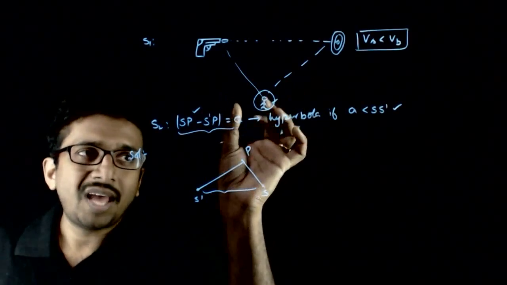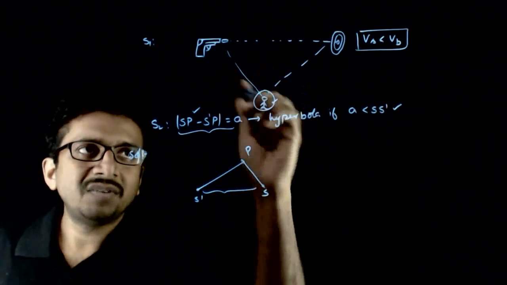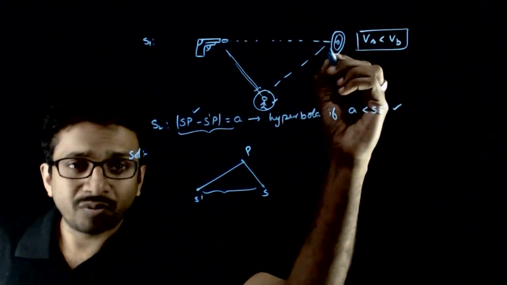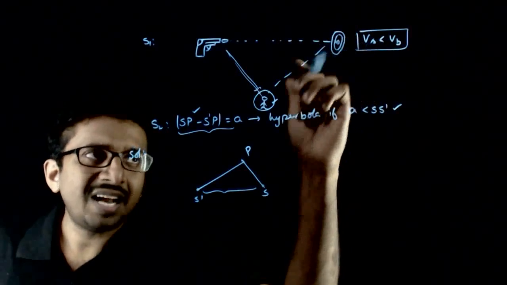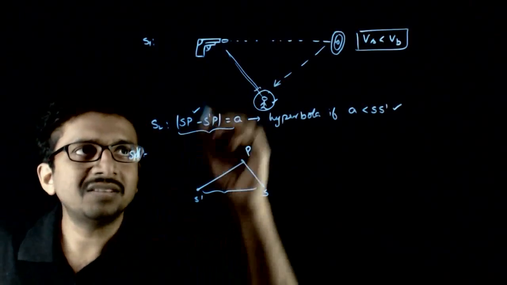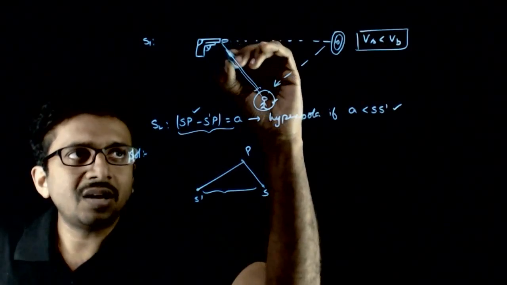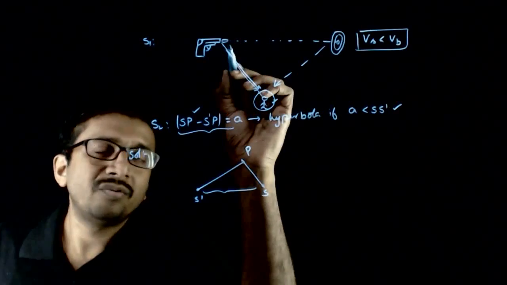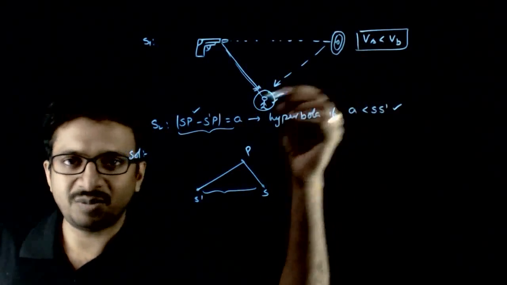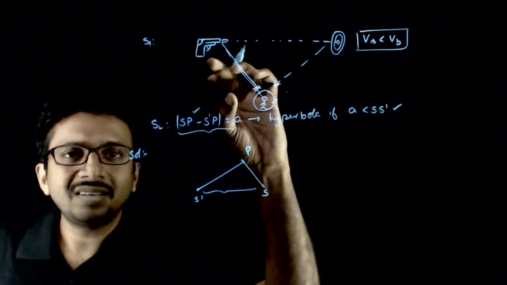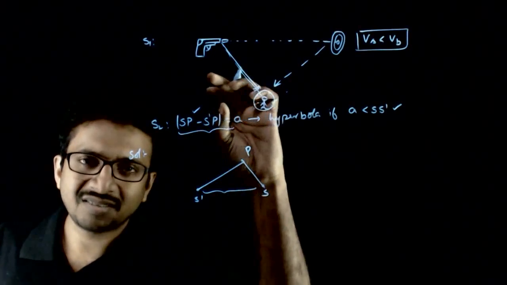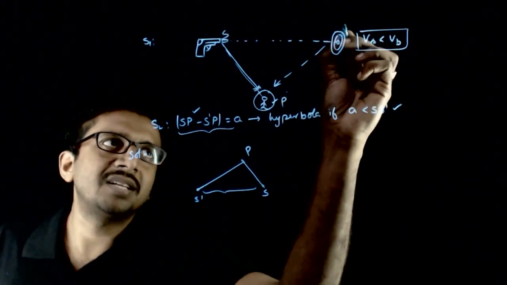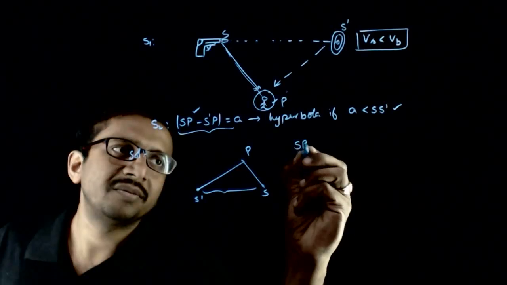Now, according to the given information, the observer hears the crack of the gun and the thud of the bullet hitting the target at the same time. That means the time taken for the sound to reach this observer is the same as the time taken for the bullet to go from the gun to the target, and then the sound to come back. Let us write this in equation form. Let us take this point as P, this as S, and this as S dash.